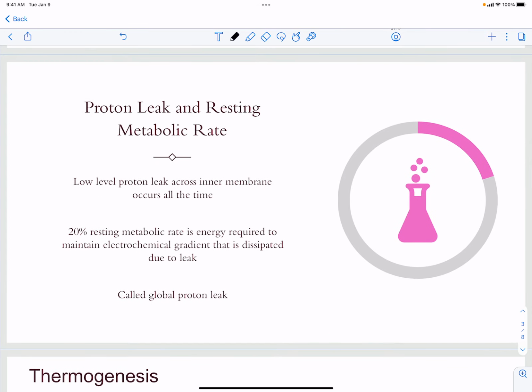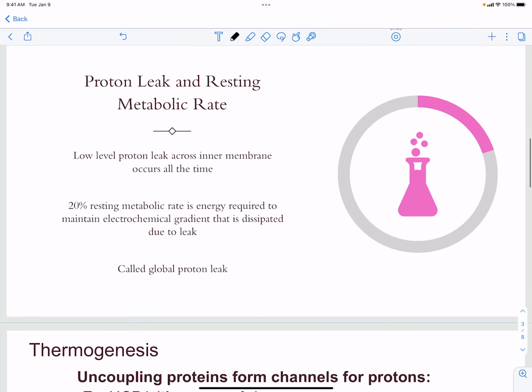So with a cell undergoing metabolic reactions, there's going to be some leakage of protons across the inner membrane. And this is natural, occurs all the time. So about 20% of what is called the resting metabolic rate is energy required to maintain the electrochemical gradient due to this leakage of the protons across the gradient. And this is just a global proton leak.